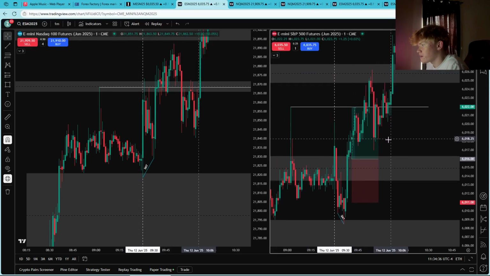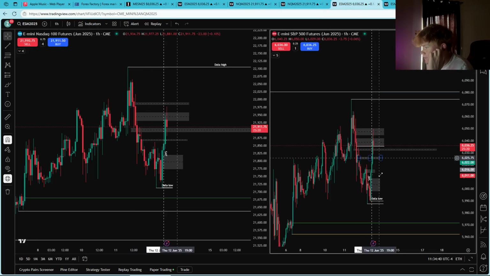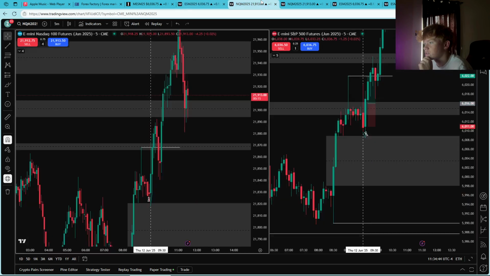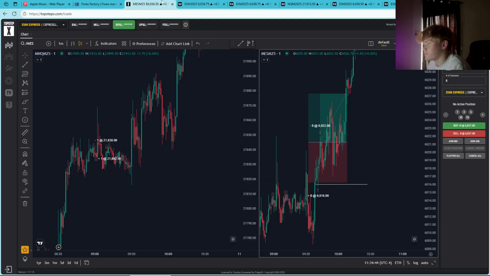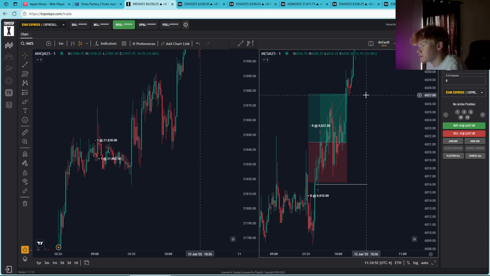It hit the gap, and I didn't really know what to do. I didn't have any clear and obvious targets coming here besides this high right here. So I just cut the trade at the internal high, right here, obviously for a 1.2 R. On the micro, you can see at 22.